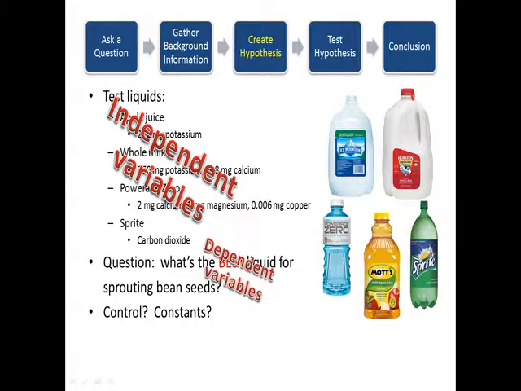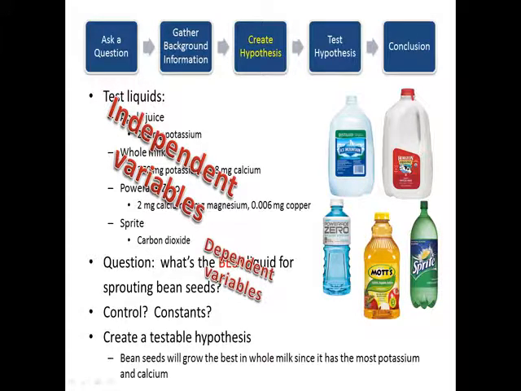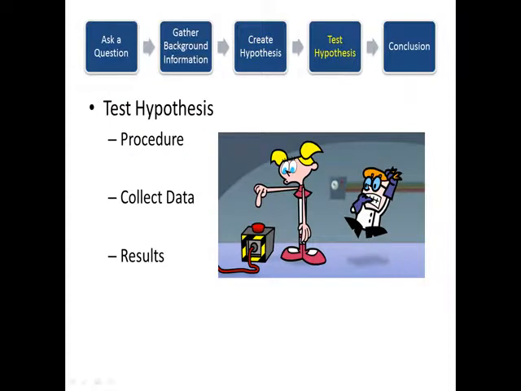My constants would be temperature, light, bean seeds, amount of liquid per test, and water, since all my test liquids have water in them. Based on my test liquids, I decided that my hypothesis is that bean seeds will grow best in whole milk since it has the most potassium and calcium. Next, we're going to test our hypothesis by writing out my procedure, following our procedure, collecting data, and producing results.